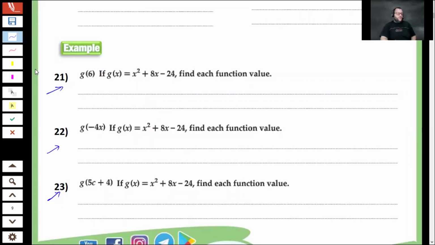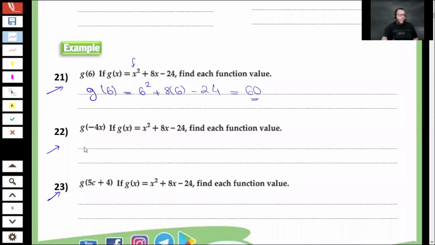For number 21, all we have to do is find g of 6. What is the meaning of g of 6? It means replace x with 6. So it will be 6 to the power 2 plus 8 times 6 minus 24. By using the calculator, Huzaifa, it was 60. If you remember this one, I think. Yes, so it was 60.